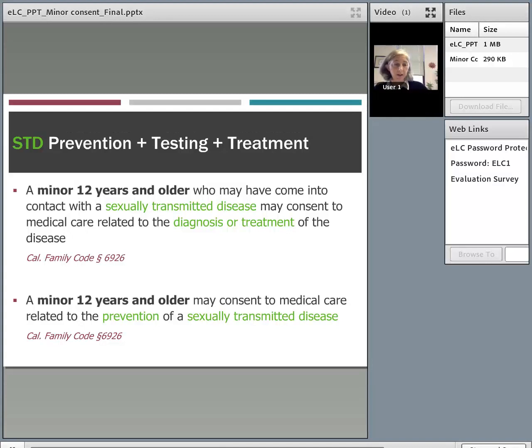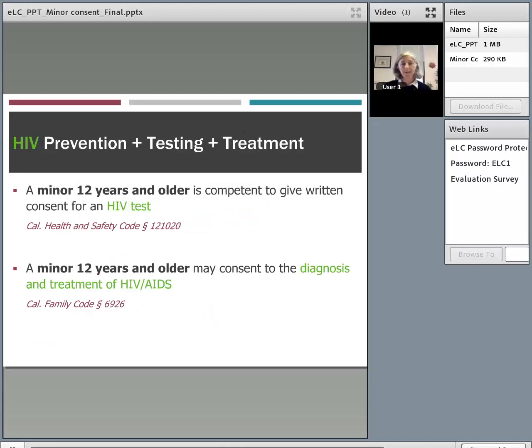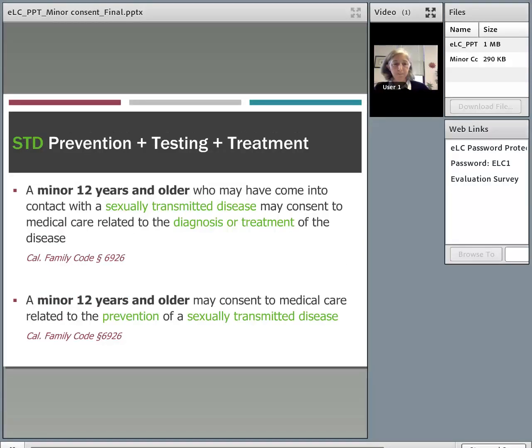And this includes HIV and AIDS, but we additionally have laws that specifically address HIV just to ensure that minors are able to access these services on their own. So these two laws allow them to consent to testing and treatment and prevention.